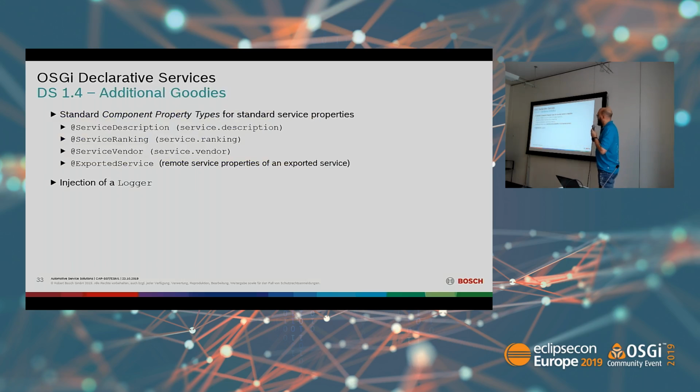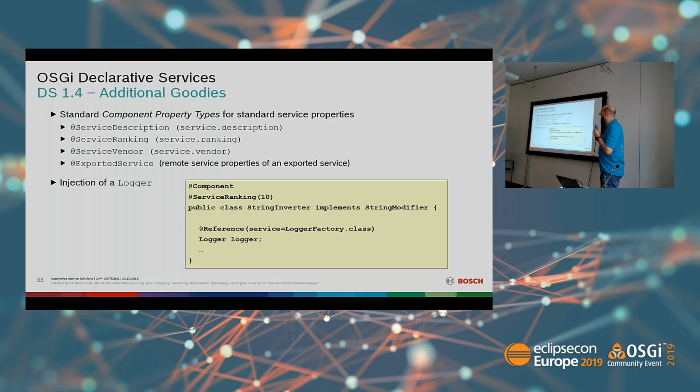And additional goodies with DS 1.4, we have four standard component property types for some default or standard properties like service description, service ranking, vendor, and exported service. And you can inject an OSGi logger of the R7 spec, to show this in short. So here you can say my service has a service ranking of 10 with this annotation, so you don't have to specify this string property anymore.